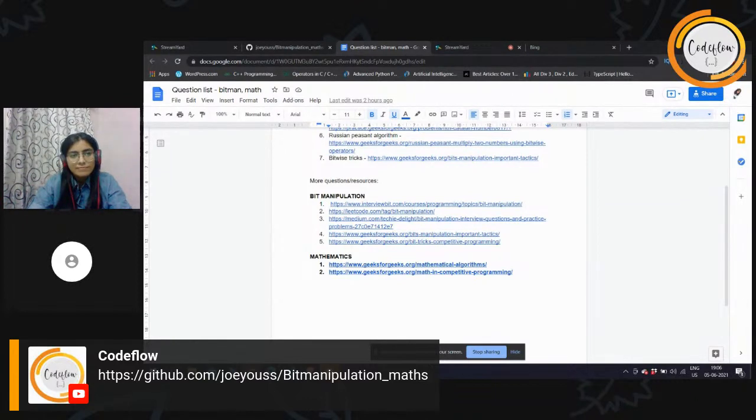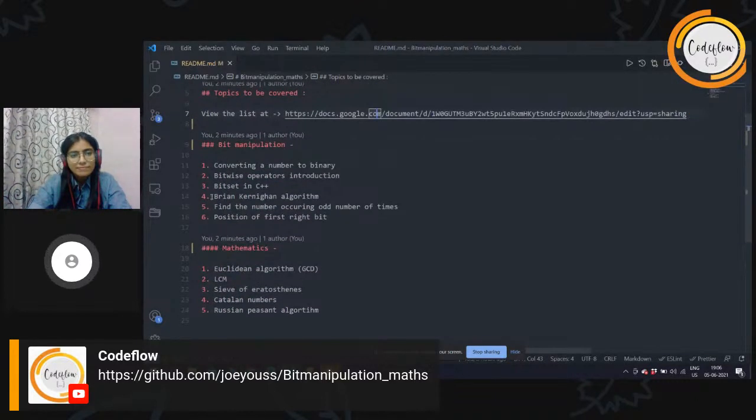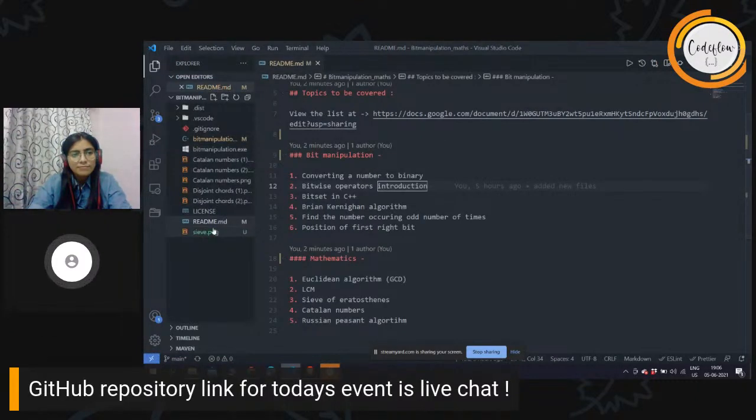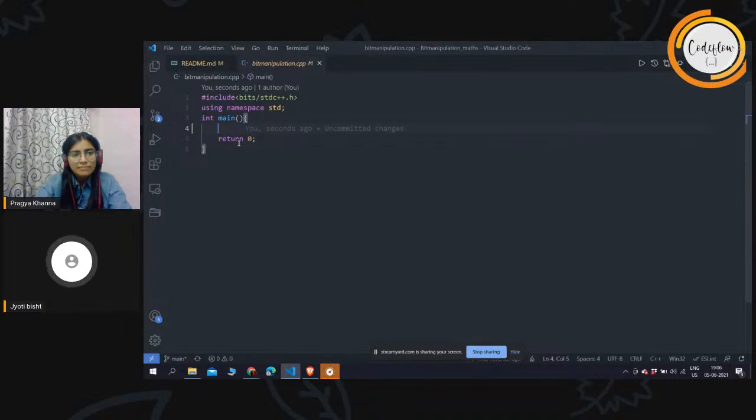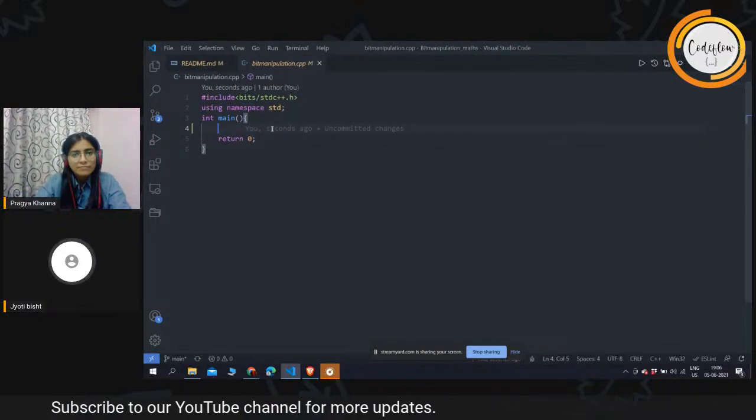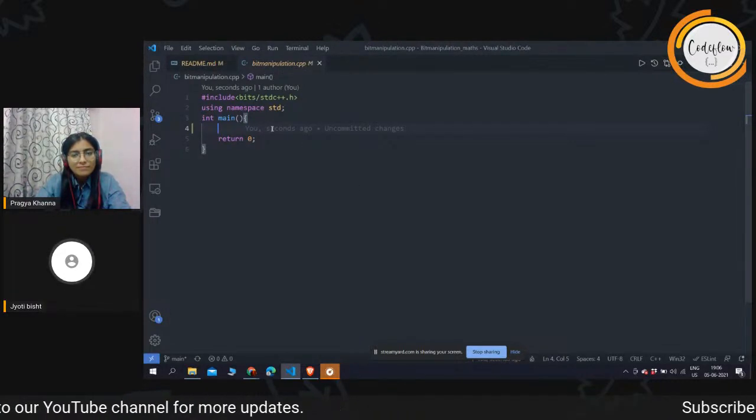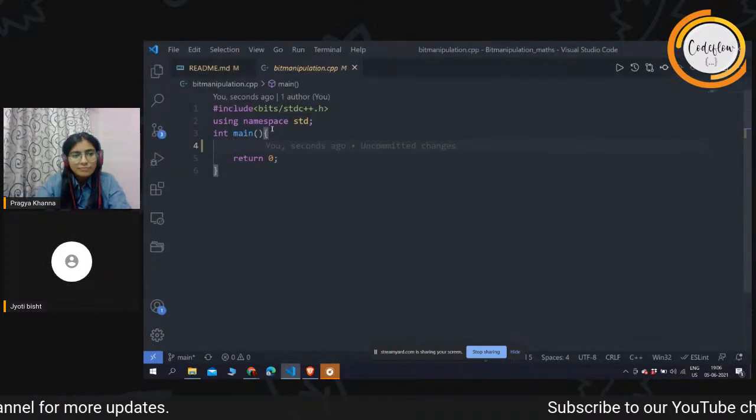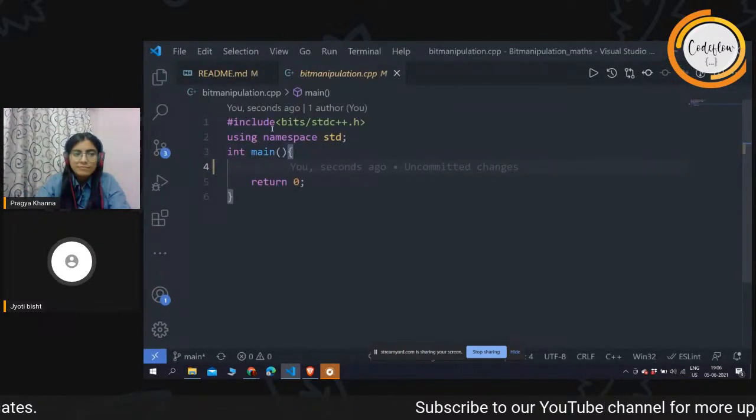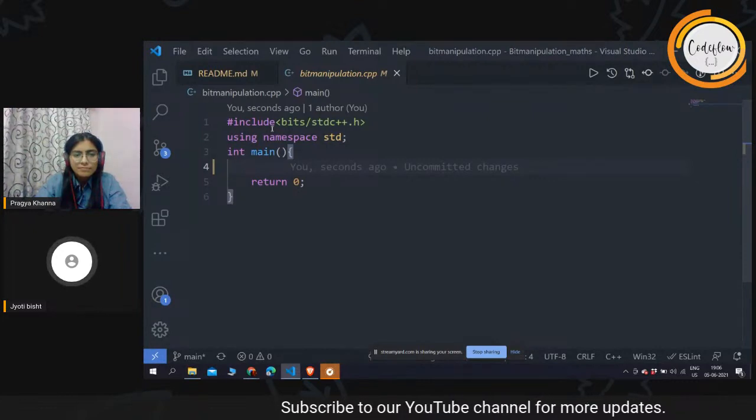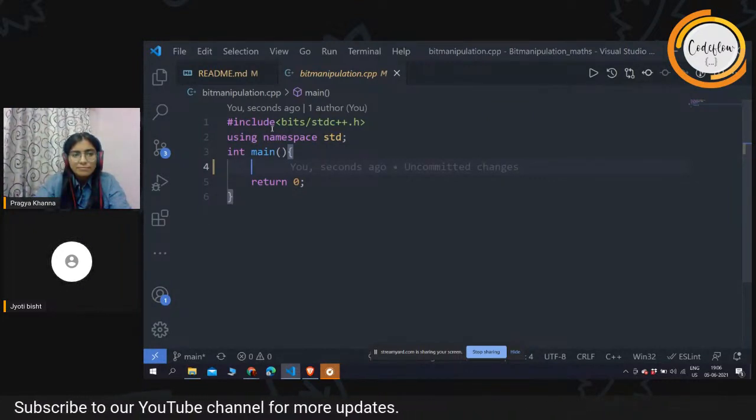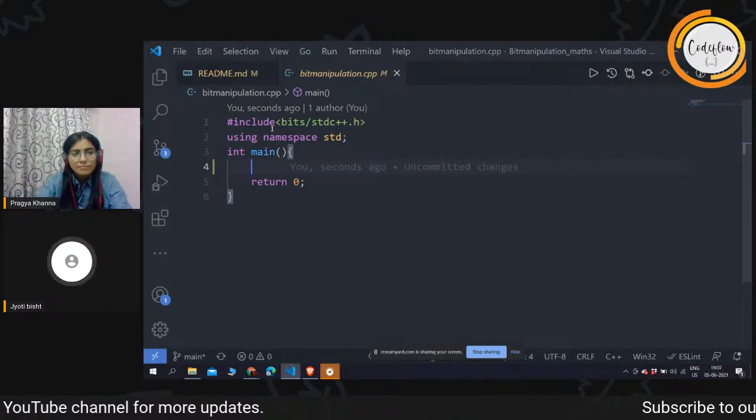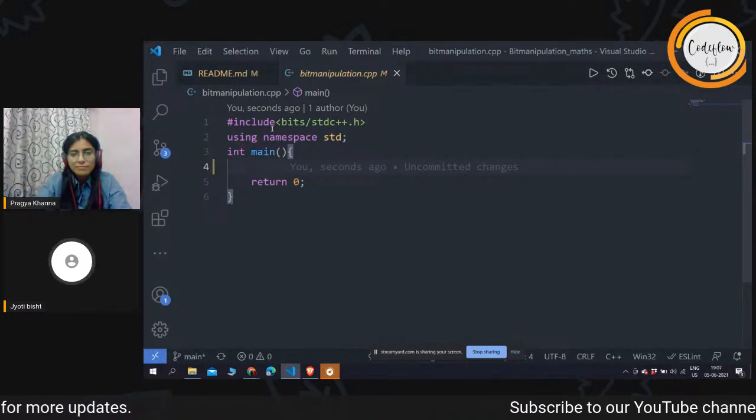So let's go. The first thing is converting a number to binary. Here is my C++ file which I'll be using for bit manipulation. Let me increase the size so the people watching on their phones can also view the code properly. I hope you can see my code editor.